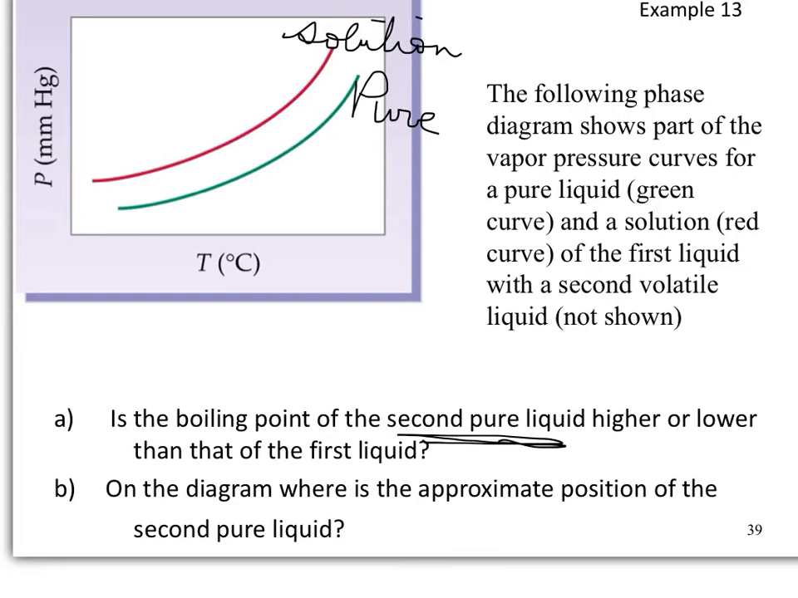Recall, anytime both of the liquids are volatile and they do have the capability to show a vapor pressure, the solution is going to be intermediary of both of those locations. That means if you were to position the second liquid, it's going to look like that. That means it's going to lie higher as compared to the solution curve. If the vapor pressure is higher, that would mean that the boiling point should be lower.